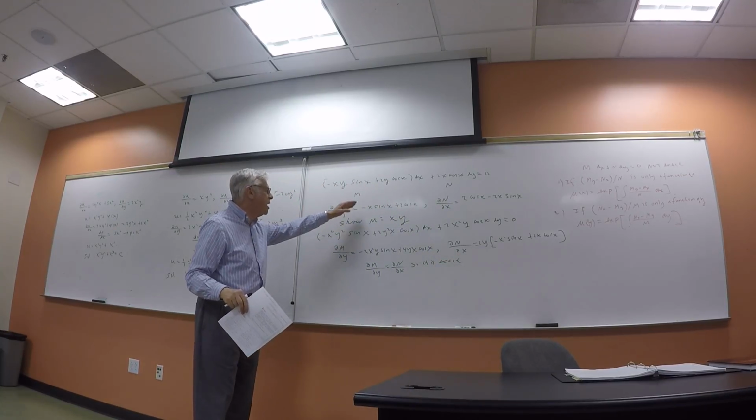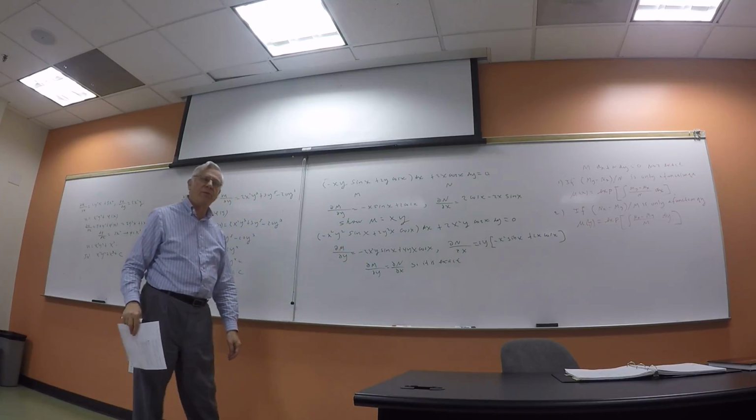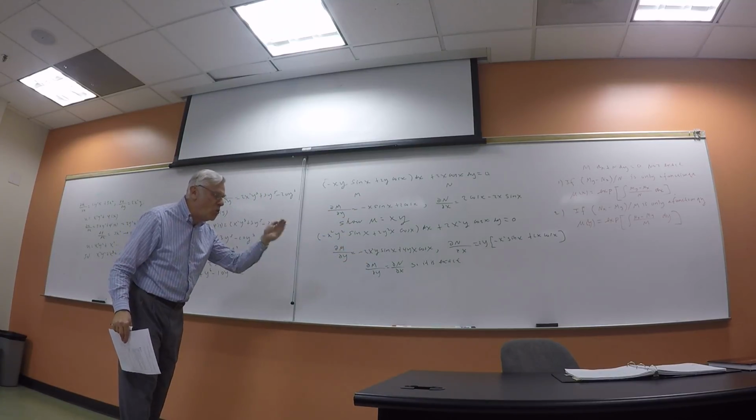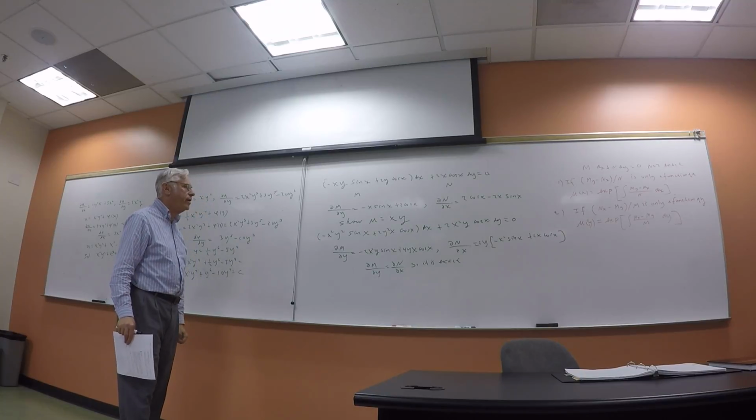And again, I've been using the same letter over here. You realize, of course, that this M and this M are different. You may want to put something different there. So I say when I'm doing this, it's the new M that we multiply through the integrating factor.